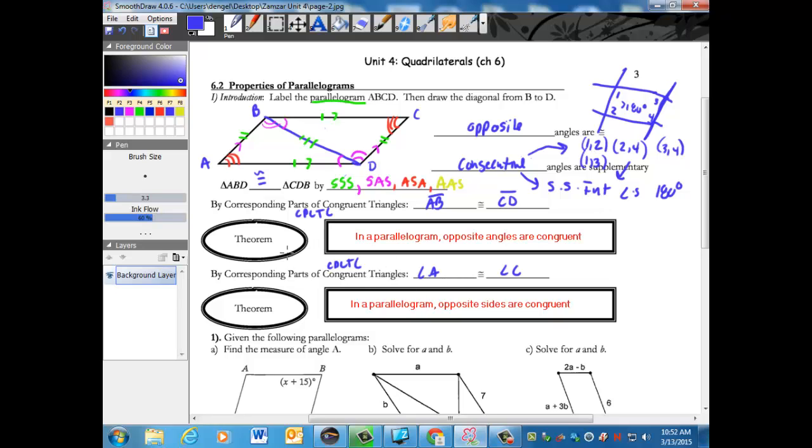Then theorem 6.1 says that in a parallelogram, opposite angles are congruent. And theorem 6.2, in a parallelogram, opposite sides are congruent.